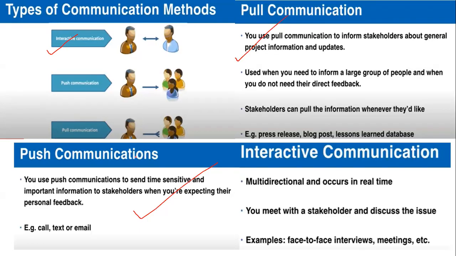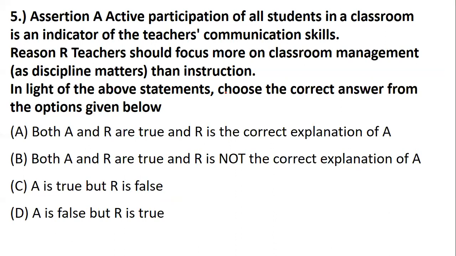Next we have question number 5, assertion and reason. Assertion: active participation of students in the classroom indicates teacher communication skill. Reason: teachers should focus more on classroom management as discipline than instruction. So what do you feel? Which statement is right? Is the assertion right with the reason as its explanation, or are both true but the explanation is not correct, or is one true and one false? Does active participation of students indicate teacher communication skills? And should teachers focus more on classroom control rather than instruction?